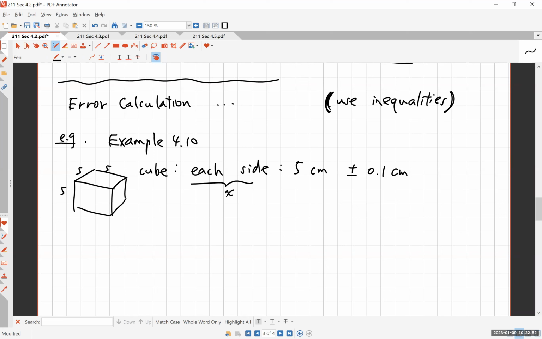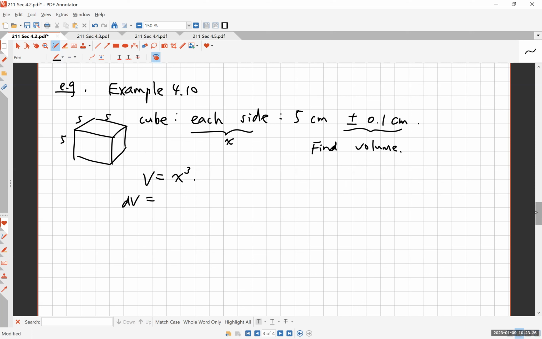So we know that x is 5, give or take 0.1 centimeters. In other words, we think x is going to be between 4.9 and 5.1 centimeters. So find the volume. The question is, how much can the volume be off by if the error on x is 0.1 centimeters? So V is x cubed. No problem here. So here's the differential, and this is maybe your second application of differentials after linearization.